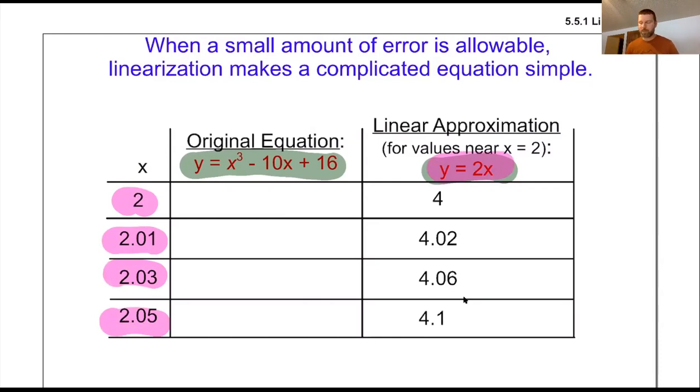And yes, they're not going to be perfect, but it's a pretty darn close approximation. And in fact, at 2, it's exactly perfect. And just a little bit off there, tiny bit off there, not very far off. So I have got very good approximations over these small values here.